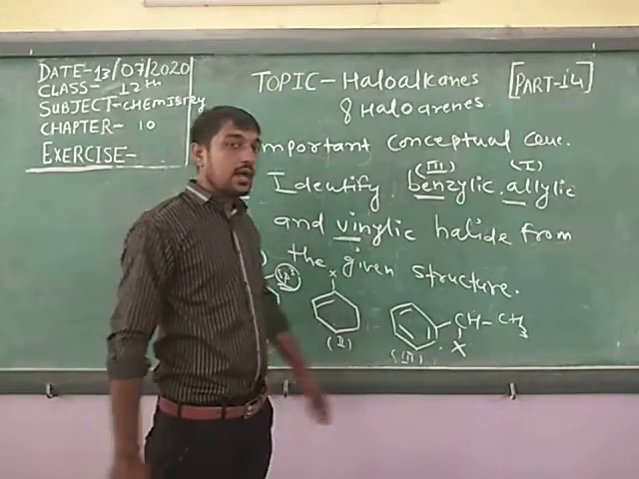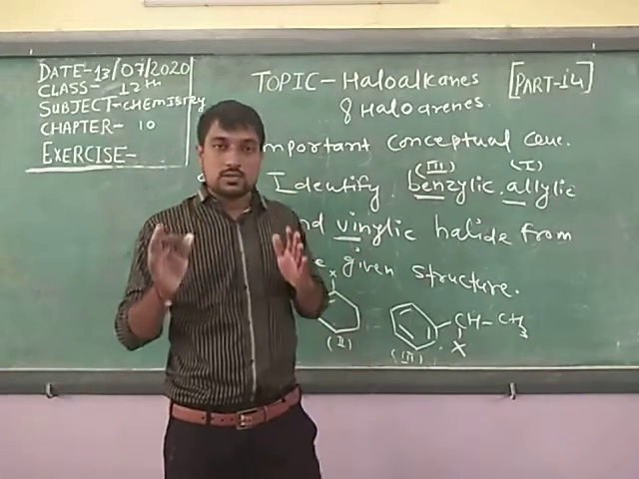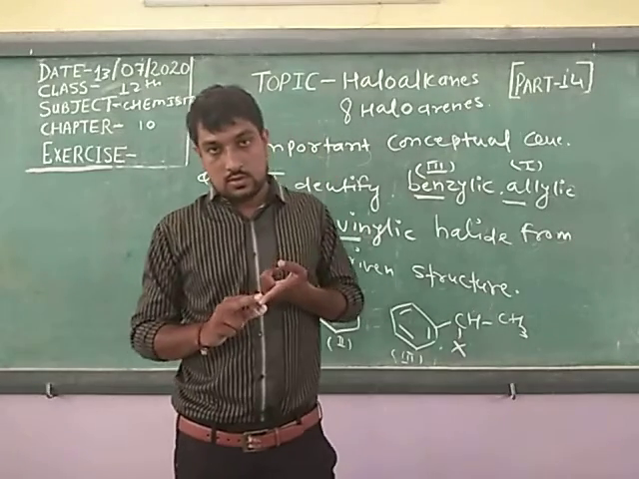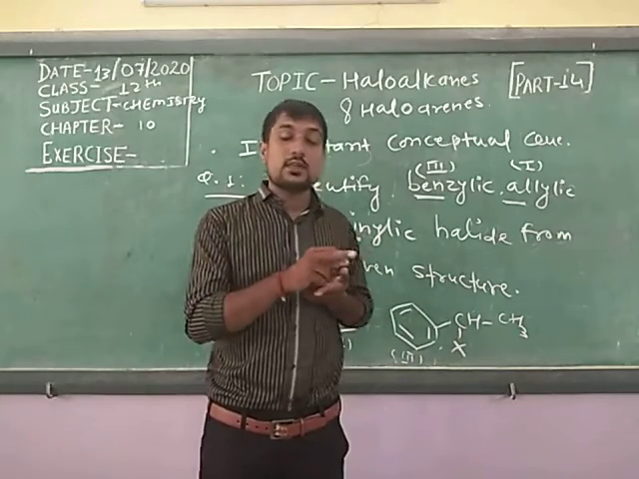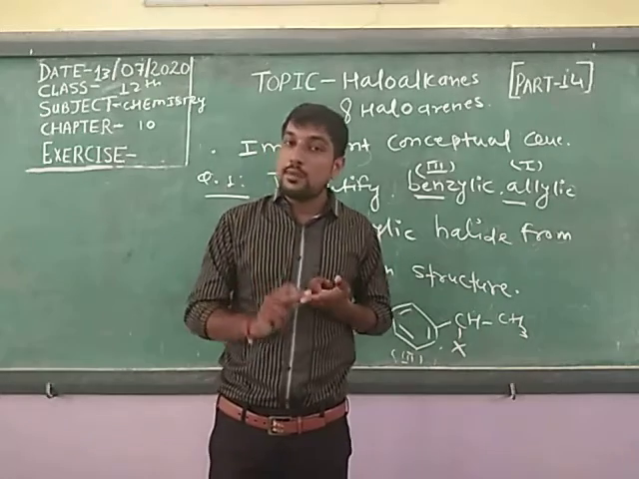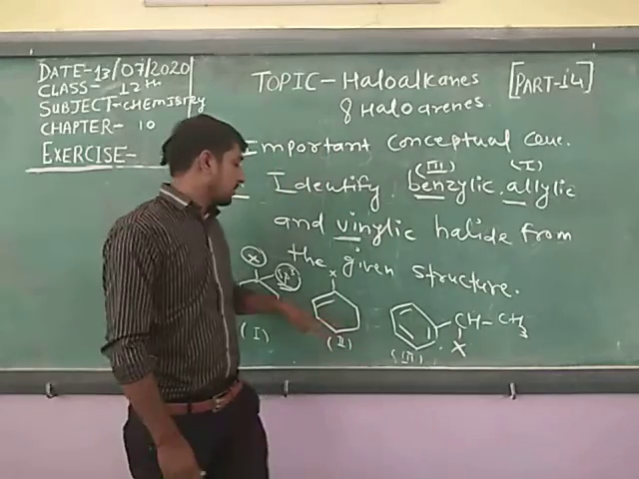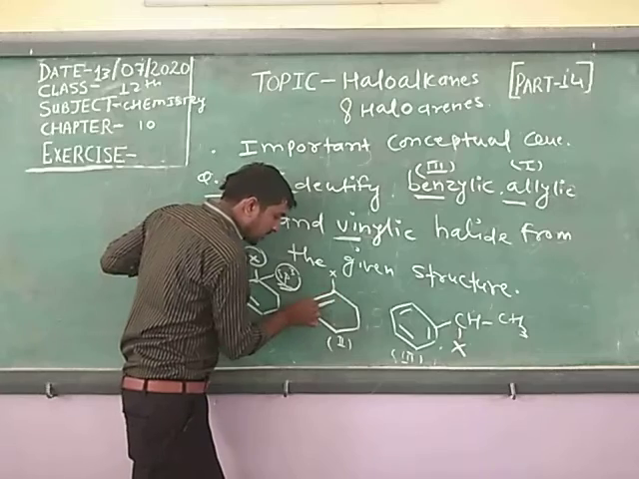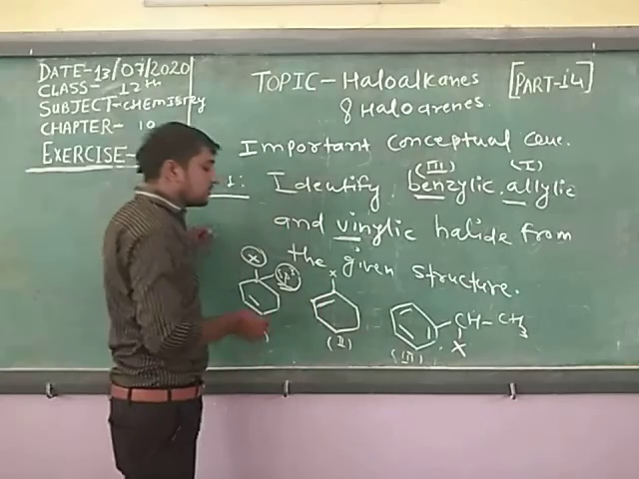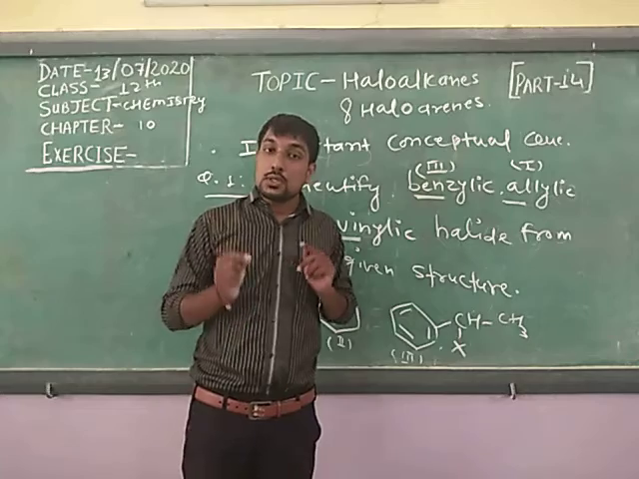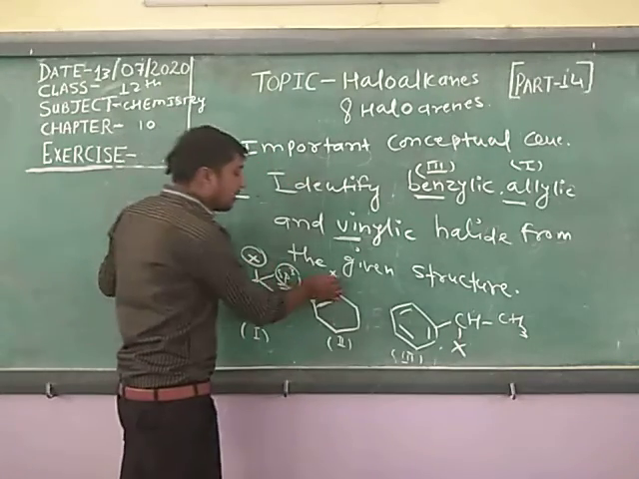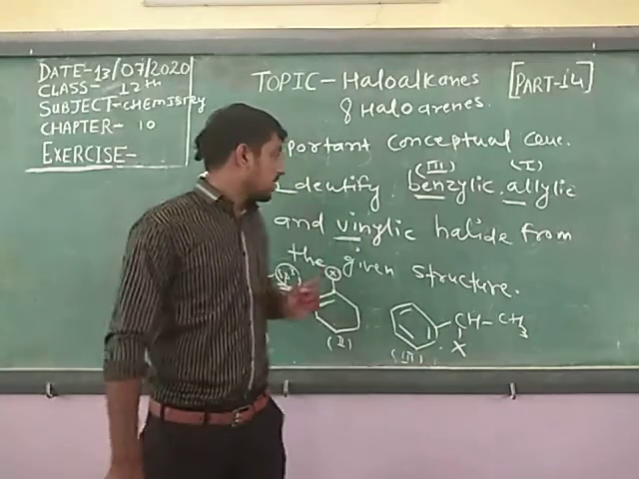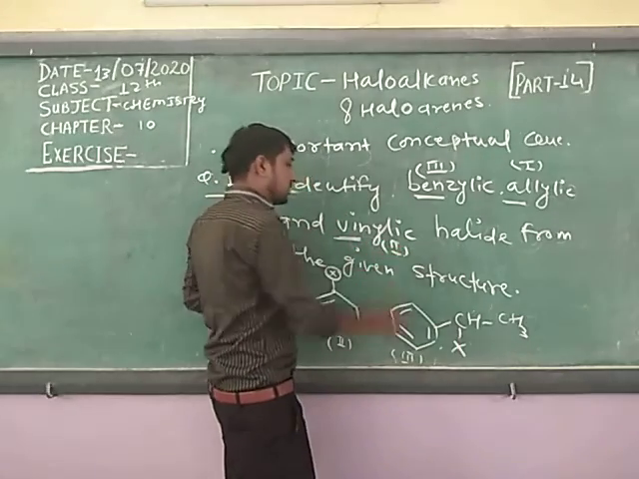And this is a vinylic halide. Vinylic halide means the halogen is joined with the sp2 hybridized carbon. You see there is a double bond between this carbon and this carbon. Both carbons have sp2 hybridization, and this halogen is joined with an sp2 hybridized carbon. So this is the second step.